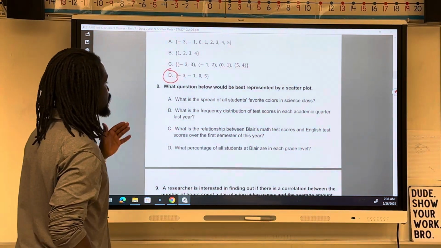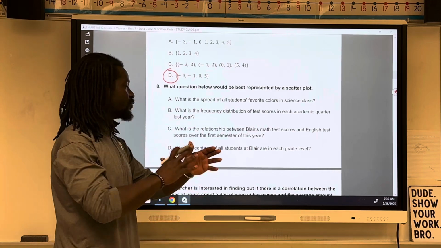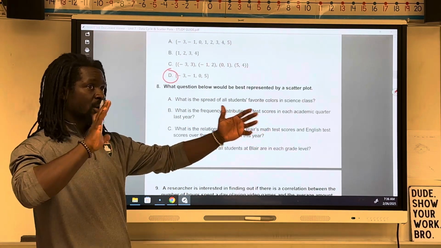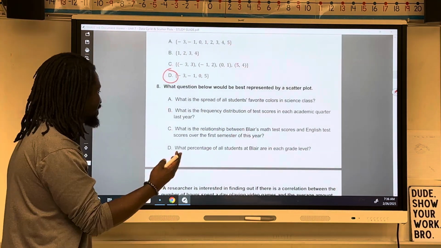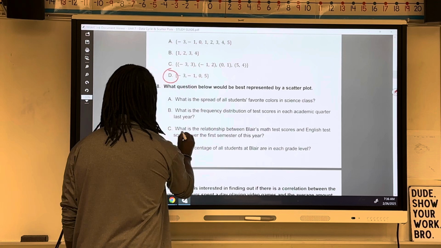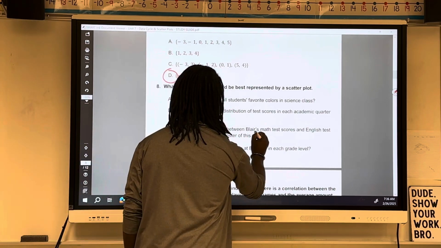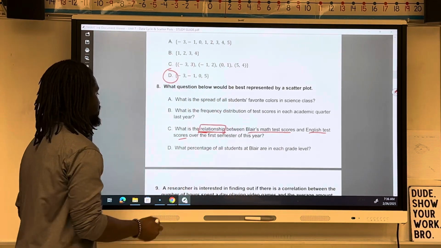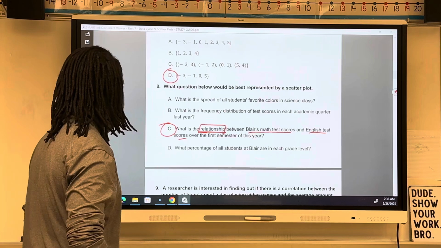All right, and so the key word we're looking for is relationship. Spread would be, remember when we did a box plot, we're showing how spread out the information is. Frequency distribution, that's a different type of graph. What is the relationship? Again, that word relationship is the key there between test scores and English scores. Okay, those are our two sets of data, and scatter plots don't deal with percentages.